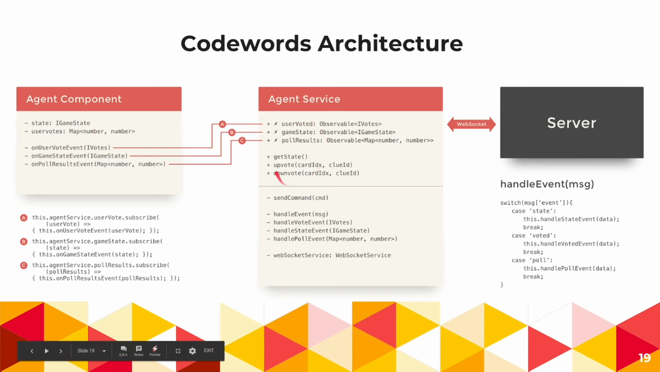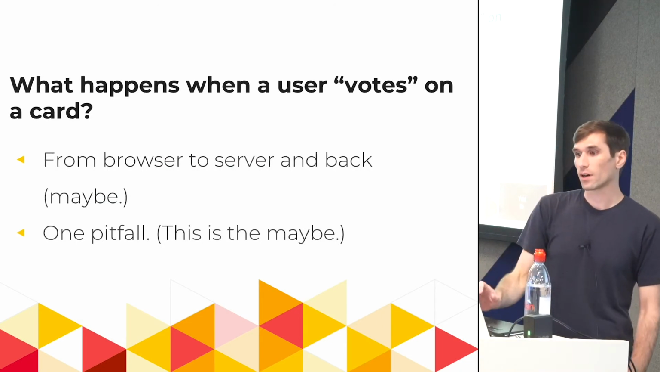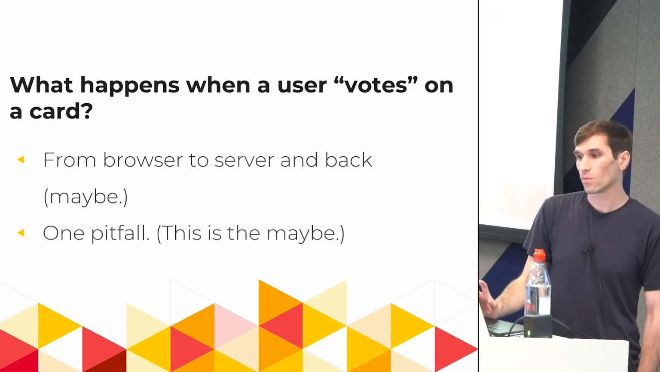On the agent side, the agents can send a get state command requesting the current state of the board. They can send up votes and down votes. When a server event comes across the WebSocket into the agent service, it's dispatched through the handle event method. Then that will trigger an event like a user voted event, game state event, poll event, which are all RxJS observables. The agent component will subscribe to those events and then update the UI as they receive updates. So I want to go through what happens when a user votes on a card from browser to server and back again, and then one pitfall.